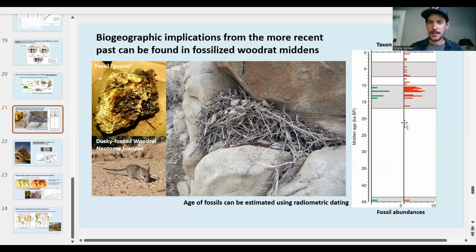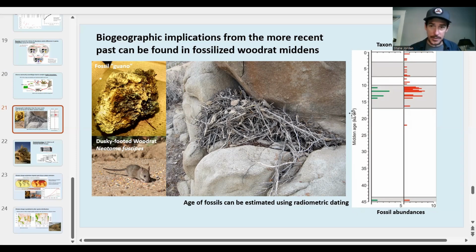Now, this type of analysis is usually shown in something we call a wood rat midden series. And so this is a midden series here on the right, hypothetically speaking. Basically, what the midden series shows is the abundance of different fossils of two different taxa. And so these lines here are sort of representing how many individuals of a particular taxon were recovered from this midden and at what point in time.